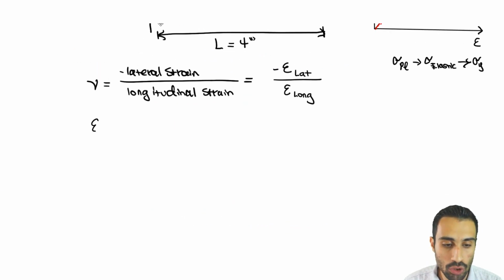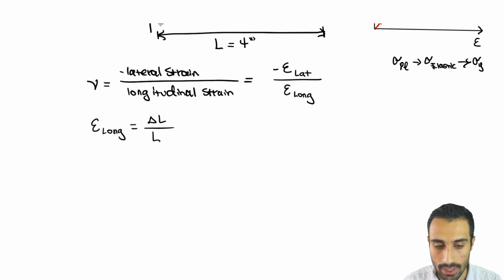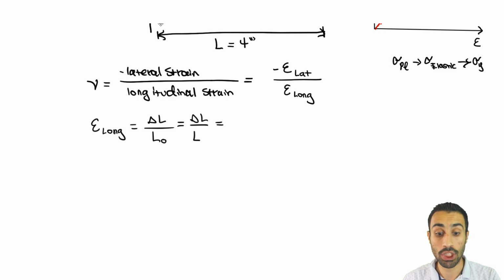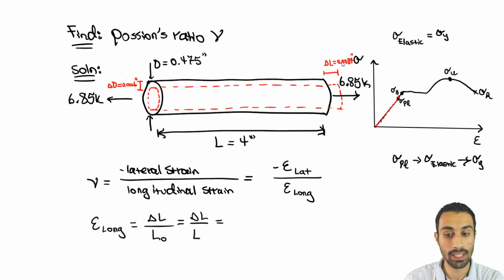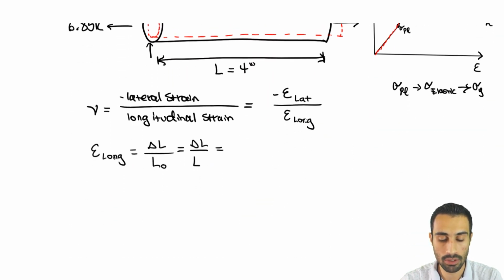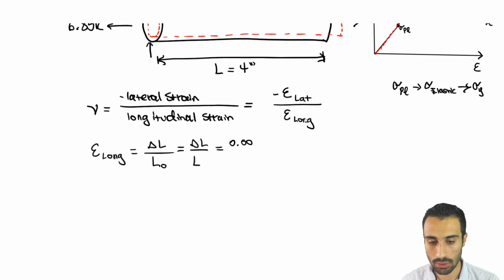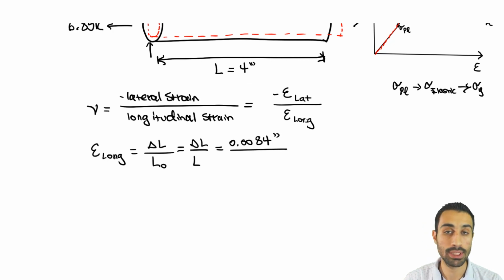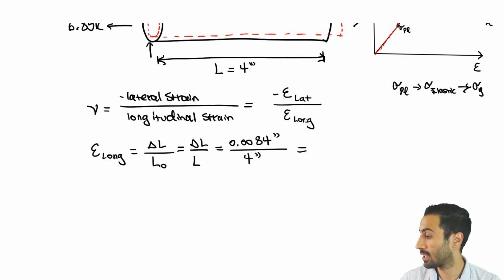So the strain in the longitudinal direction is going to be the change in length over the initial length, L naught. In our case, L naught is L, divided by L. We know the change in length is given. It's the elongation, elongated by that amount. So we just put that on top, and that would be 0.0084 inches divided by the initial length, which is the gauge length of 4 inches. Then we can do the math for this, and we get that.